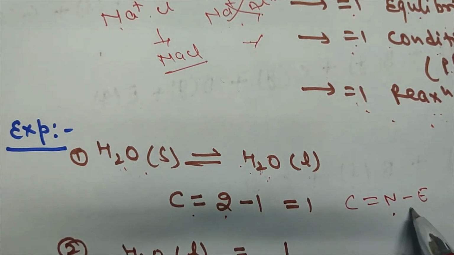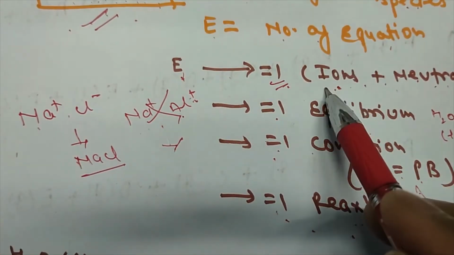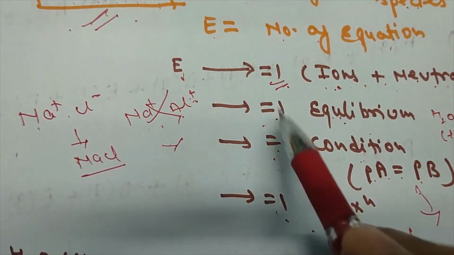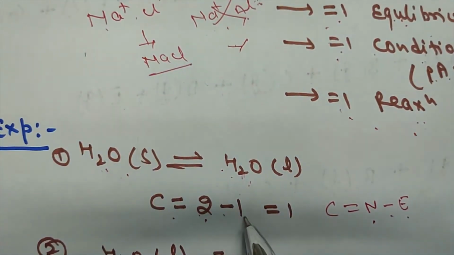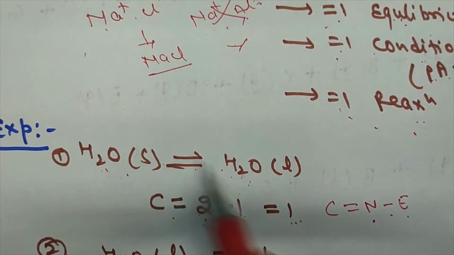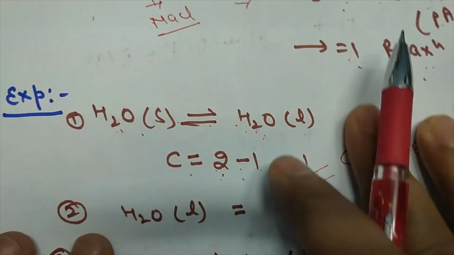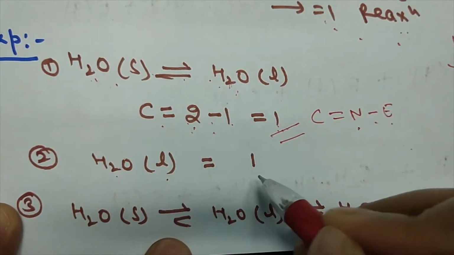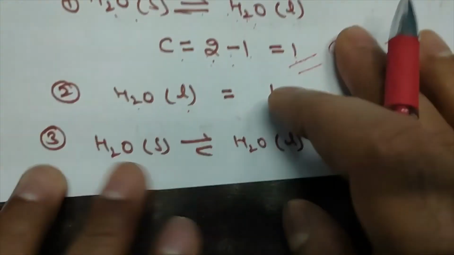And what is this E? Here there are no ions, so what is here? Equilibrium. For the equilibrium you will take E is equal to 1, then 2 minus E. Here the equilibrium is given, so 2 minus E is equal to what? 1. The component of this one is 1. Again, H2O liquid is given, don't think too much, there is only 1, nothing else there.